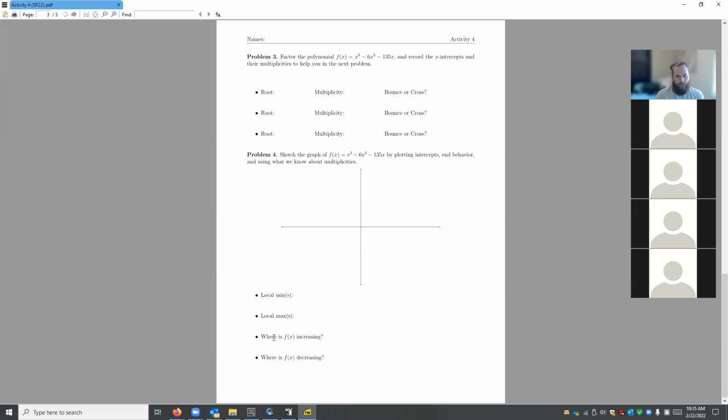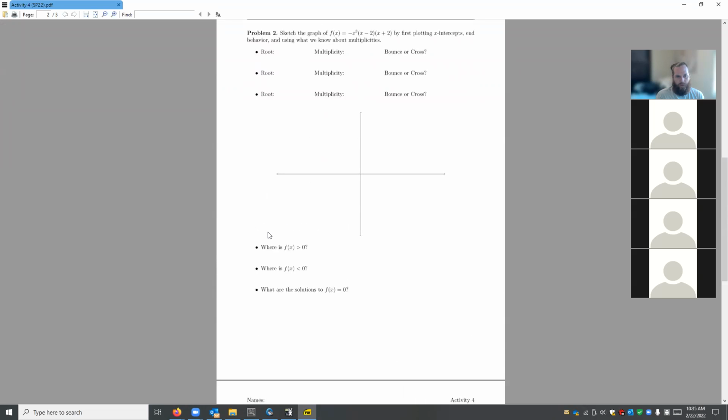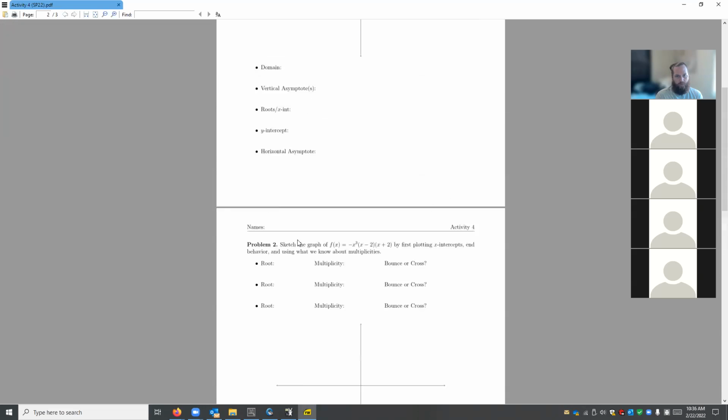And then there's a few little questions for each of these. So you can tell me if you see any local mins or local maxes. Tell me where the function is increasing or decreasing. And on the previous one, after you draw your graph, you can tell me where f of x is positive, greater than 0? Where is f of x negative, less than 0? And what are the solutions to the equation f of x equals 0? So those are meant to be done from the graph. So first step is to draw the graph.